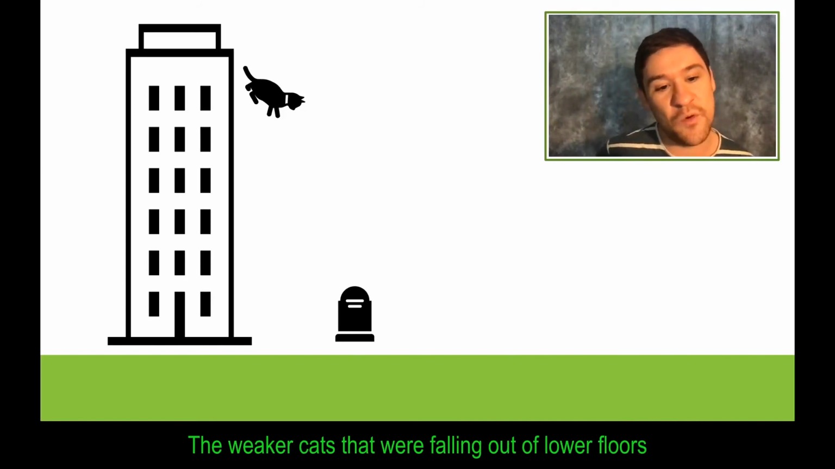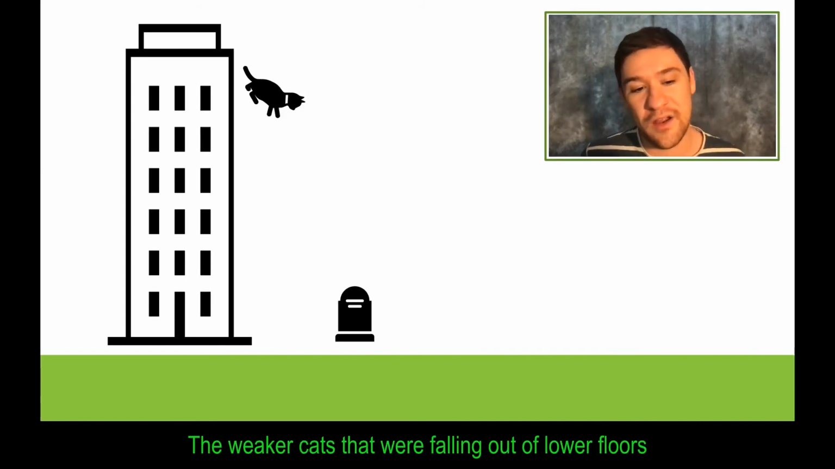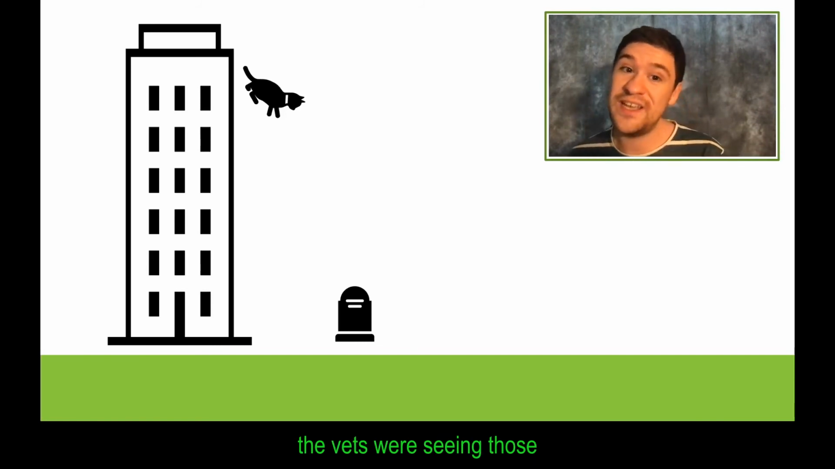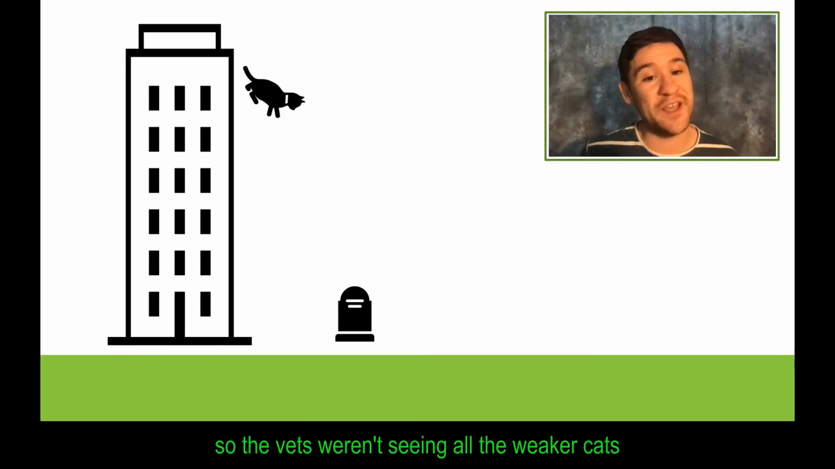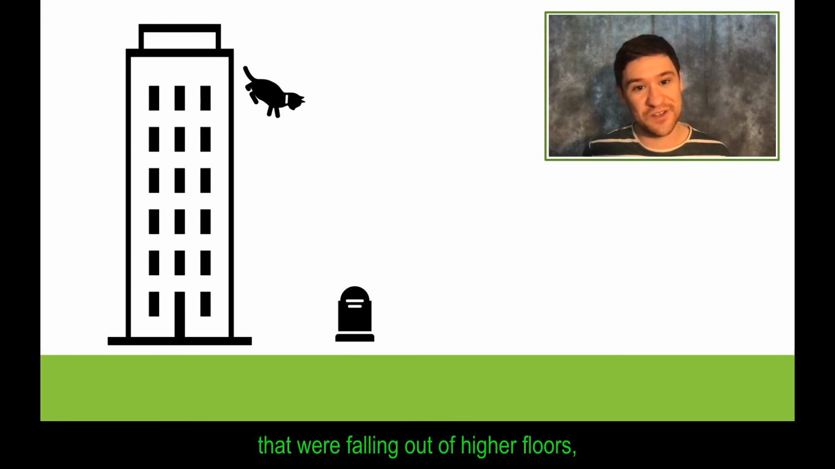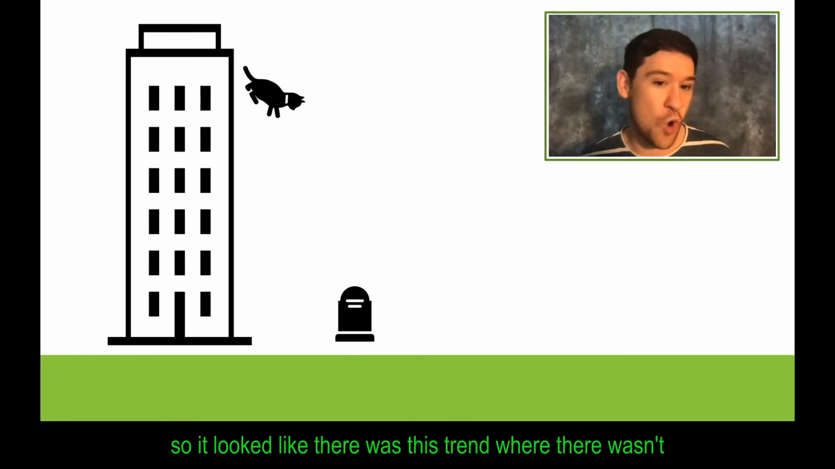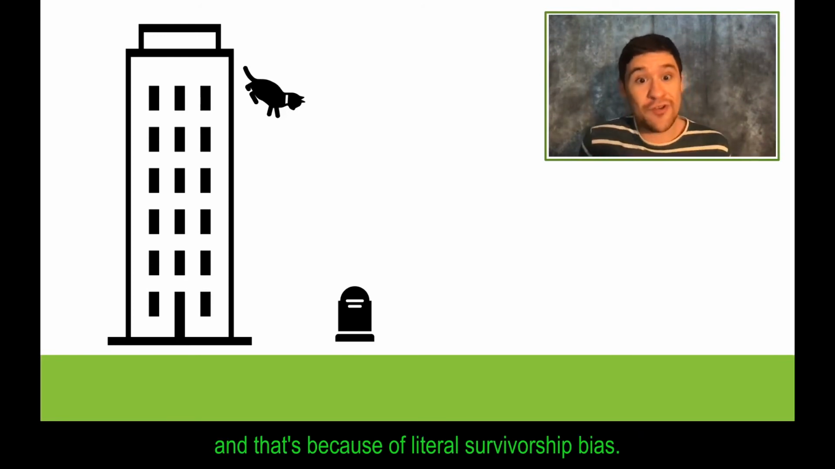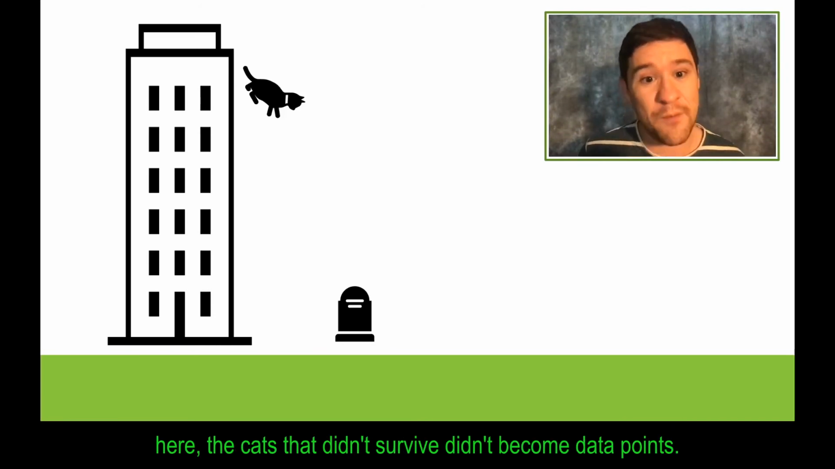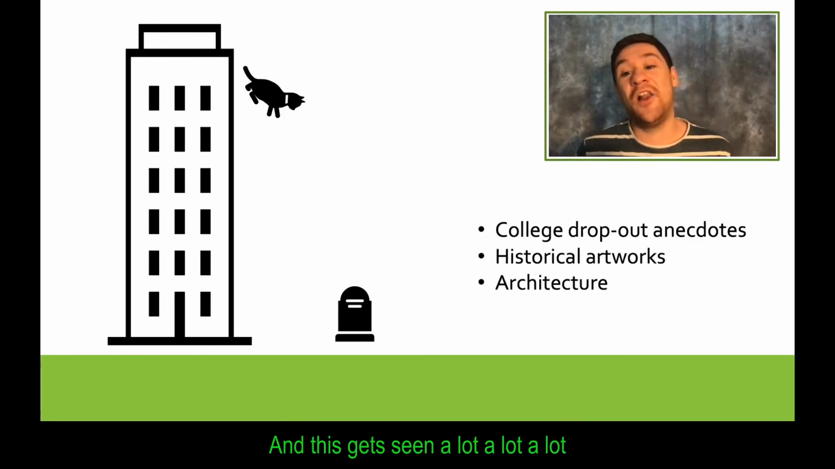The weaker cats that were falling out of lower floors were getting a lot of injuries, but because they hadn't died, the vets were seeing those. So the vets weren't seeing all the weaker cats that were falling out of higher floors. So it looked like there was this trend where there wasn't. And that's because of literal survivorship bias, yeah? The cats that didn't survive didn't become data points. And this gets seen a lot.